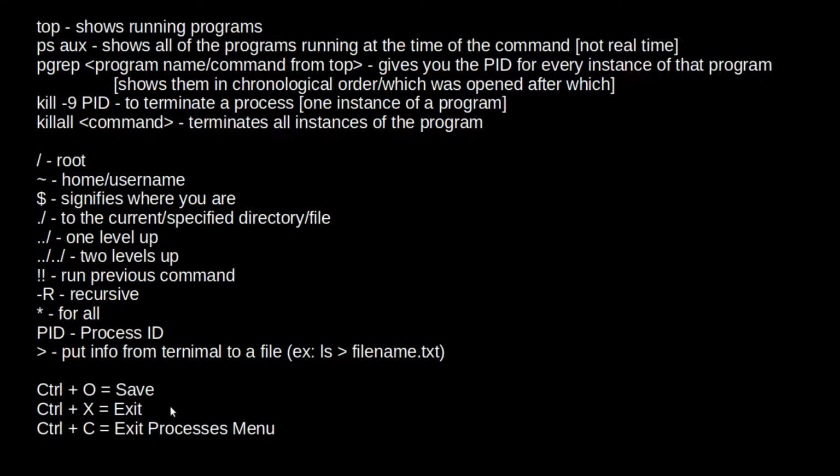Control and X is used to exit out of that menu. Control and C is used to exit processes. So if something persists in the terminal, you can stop it by pressing Control and C, or for example, if you use the tab command, you will lose the ability to type to enter new commands. So if you want to exit out of that menu, you can press Ctrl and C.